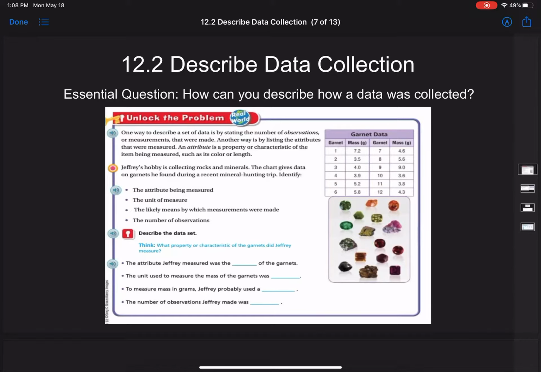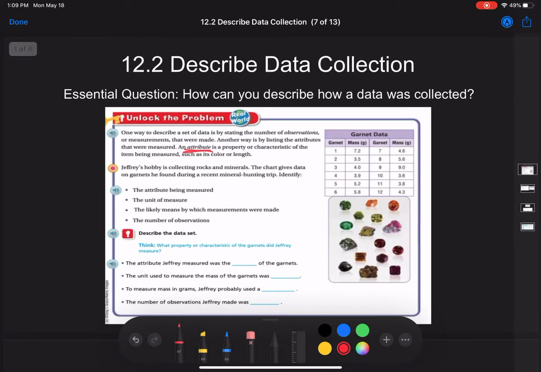Okay, so this is 12.2, describe data collection. It's a really simple lesson. It's not going to take long to get through it. So let's just get started. Okay, so you're making observations. In other words, this is what you're going to be doing with this lesson. And you're going to be looking at attributes.